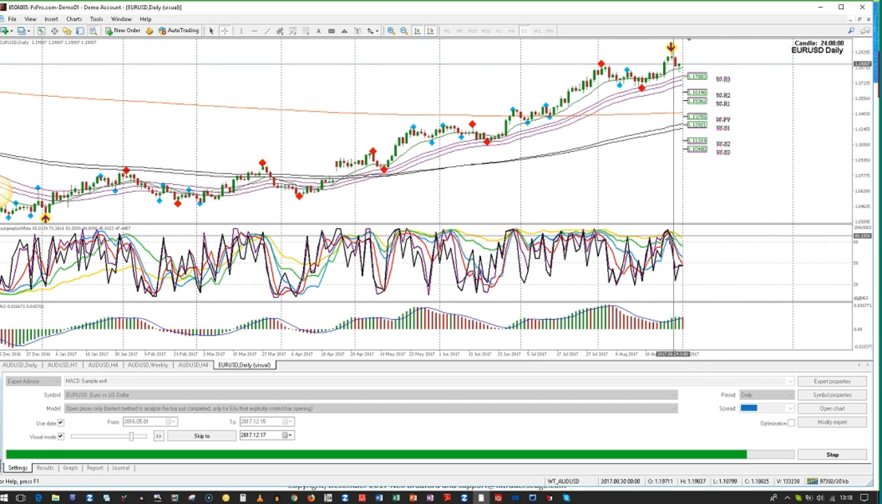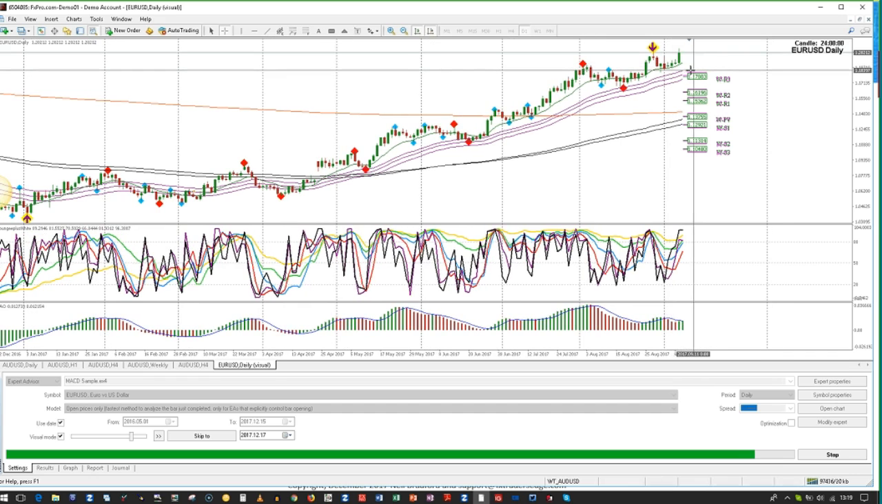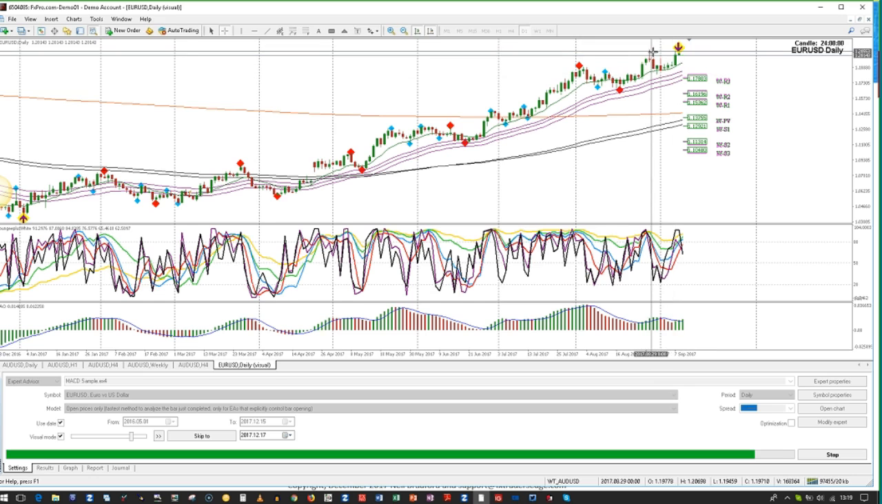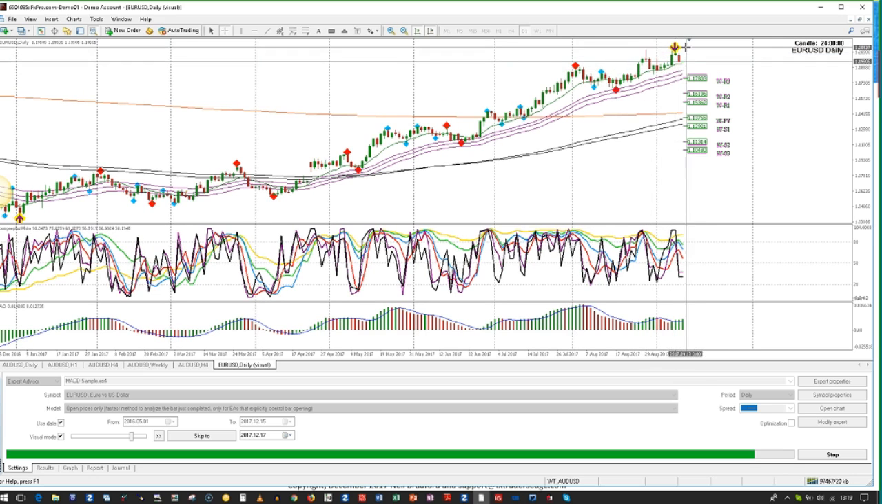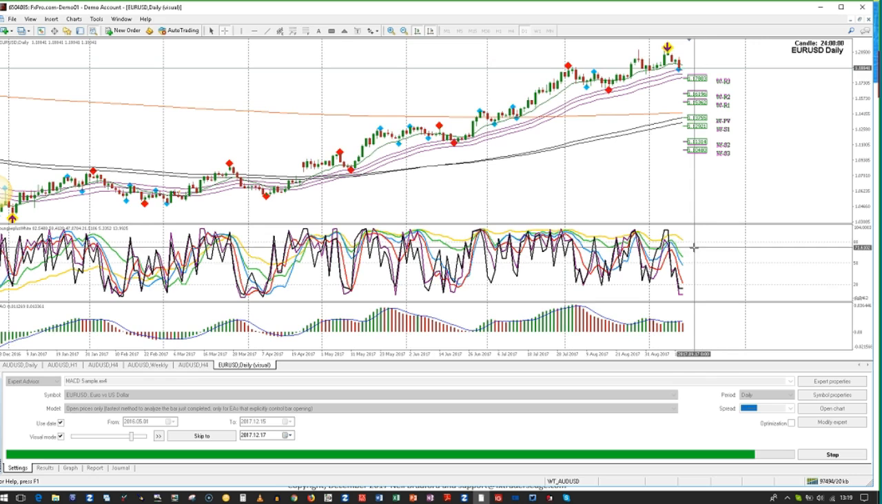Okay, there's another pinch on the bungee. So we're looking for a squeeze now, yeah? We've got awesome oscillator divergence at the top here, but we don't have bungee divergence yet. Yeah, so we're looking for a squeeze. There was the pinch. There's a squeeze. There's the divergence. Now we're going. There we go.